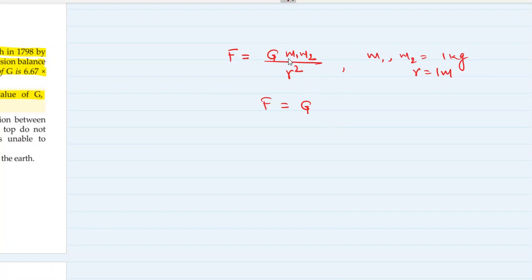But their units do not just disappear. The unit of mass is kilogram, so we have kg square, upon the distance between the two bodies in meter square, so per meter square. And in place of force, we have 1 Newton. So G multiplied by 1 kg square multiplied by 1 per 1 meter square.